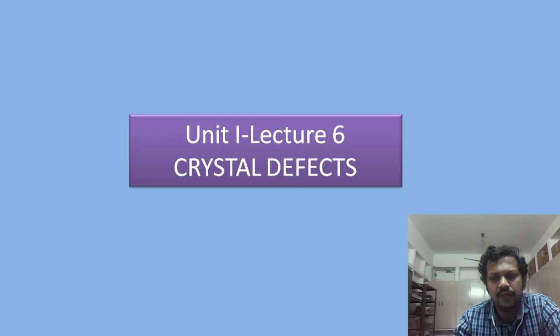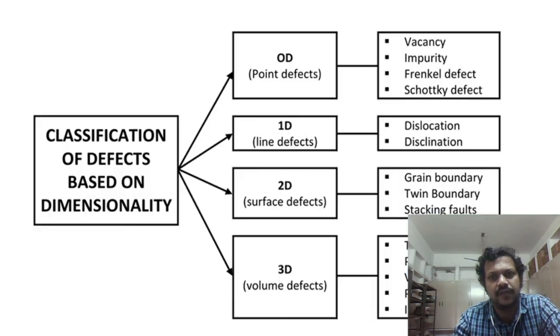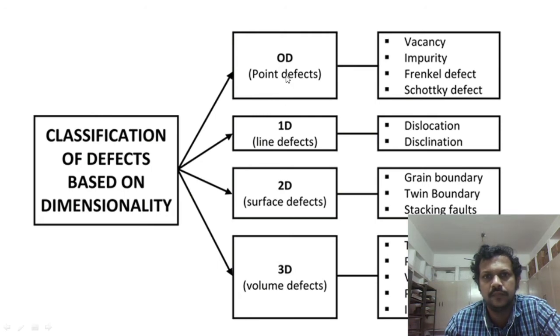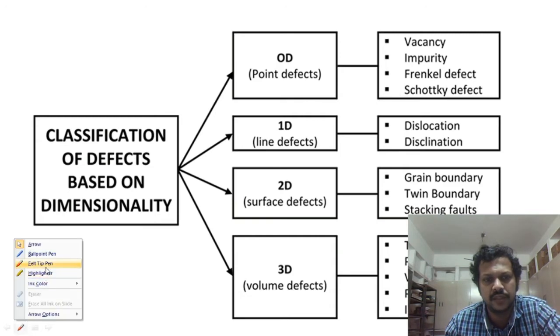First of all, the classification of crystal defects. Based on the dimensionality of the defect, it can be classified into 4 different types. One is point defect, then line defect, surface defect, and volume defects.